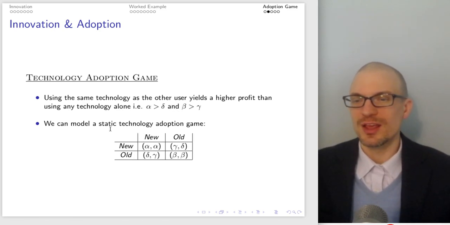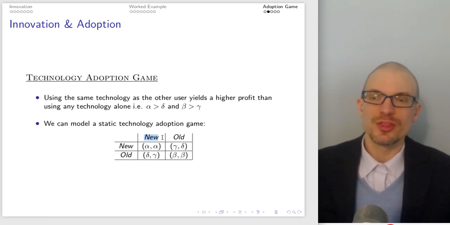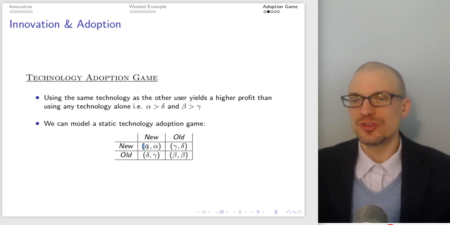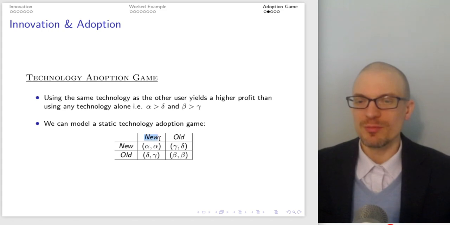And so what I've said is, here's my game. We've got 2 players. One player is choosing new technology or old technology. The other one is choosing new technology or old technology. The first payoff goes to the row player, the second payoff goes to the column player. If the row player chooses new and the column player chooses new, then their payoffs are both alpha. If the column player chooses new, but the row player chooses old, they get delta. And we're saying alpha is bigger than delta, meaning it's better to coordinate than not, right?